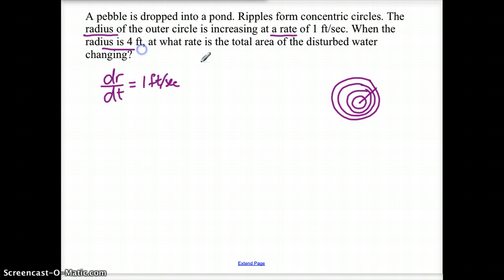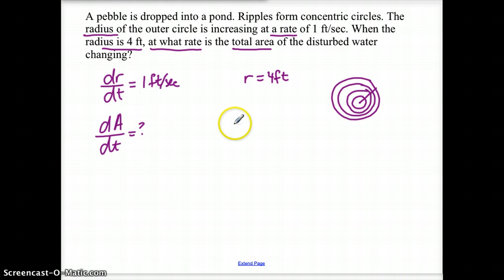When the radius is 4 feet, so r equals 4 feet. For later, that's when that happens, okay? At what rate, so this is what we're trying to find, is the total area of the disturbed water changing? So we want the rate of change of the area. Let's use A for area, and the rate of change of the area is dA/dt. That's what we're trying to find. So we've labeled all of the things that they've given us, and what we're trying to find.